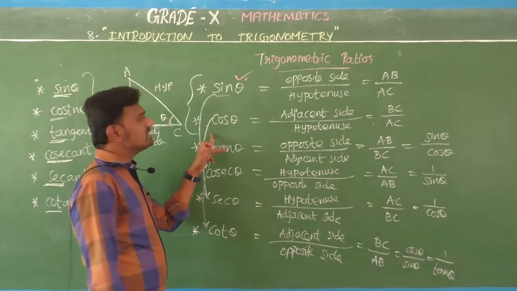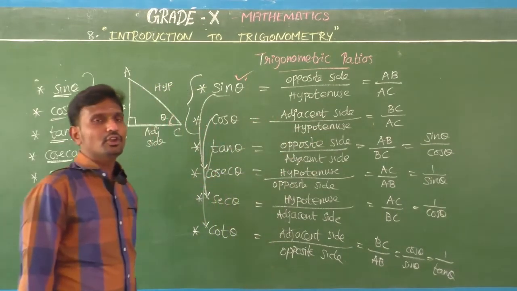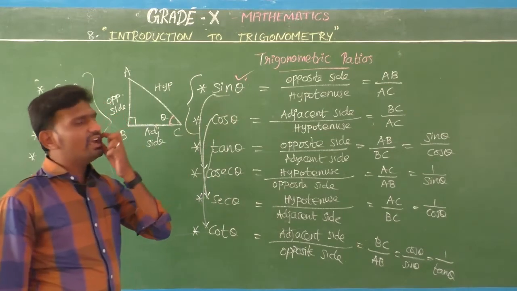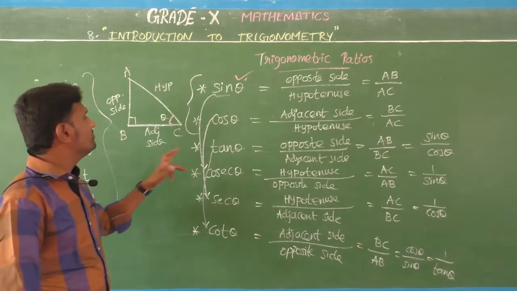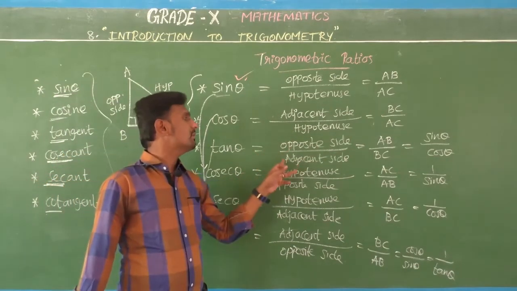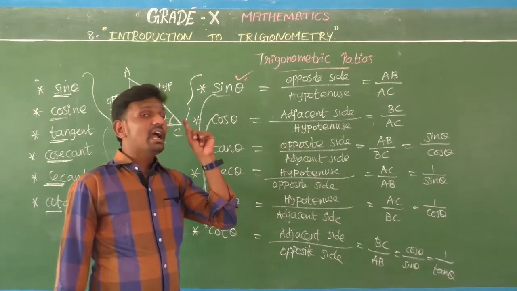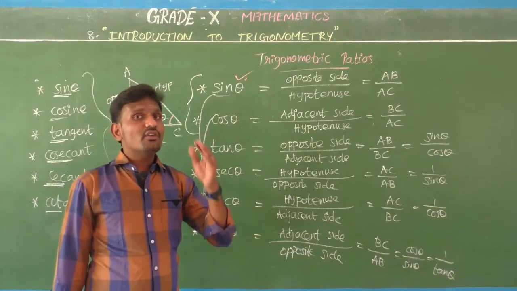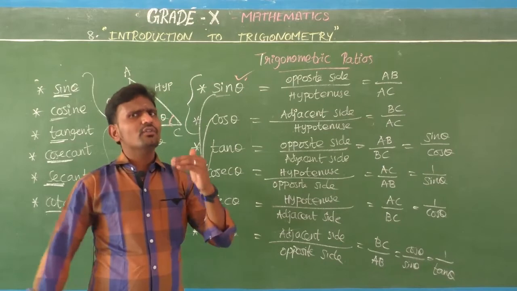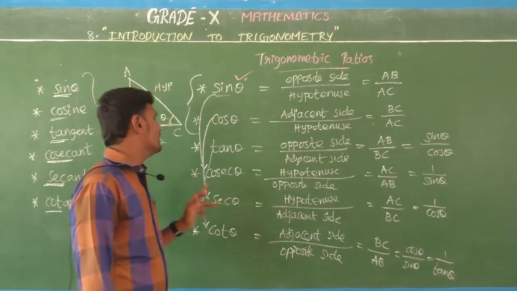Okay. And cos theta is equal to adjacent side divided by hypotenuse, so that is BC divided by AC. Then tan theta is equal to opposite side divided by adjacent side, so AB by BC. And one more thing, the division of sin and cos, that is the ratio of sin and cos, is called tan theta.